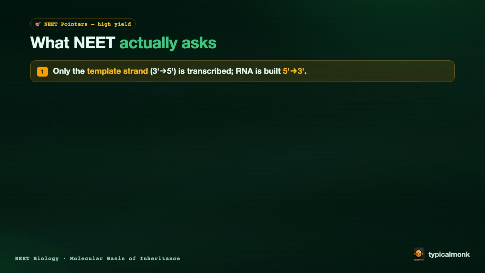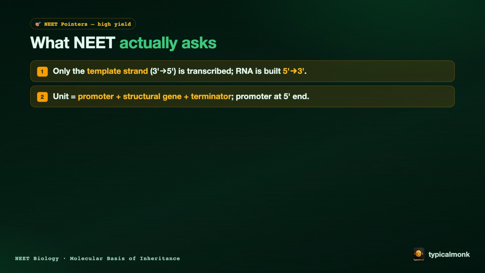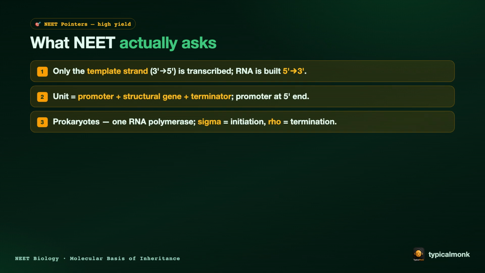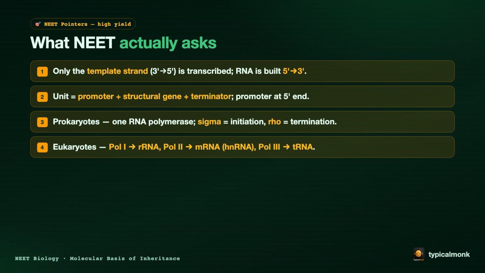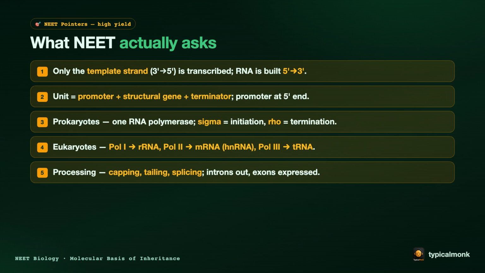Now, the high-yield pointers, the facts that NEET turns into questions. 1. Only the template strand, that is 3' to 5', is transcribed. RNA is built 5' to 3'. 2. The unit is promoter, structural gene, and terminator. The promoter is at the 5' end. 3. In prokaryotes, 1 RNA polymerase, sigma means initiation. 4. In eukaryotes, polymerase 1 makes rRNA, 2 makes mRNA, that is an hnRNA, 3 makes tRNA. 5. Processing, capping, tailing, splicing, introns out, exons expressed.